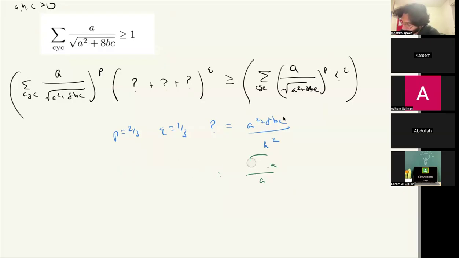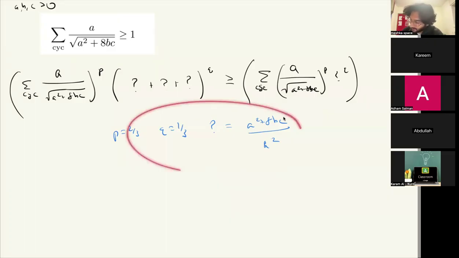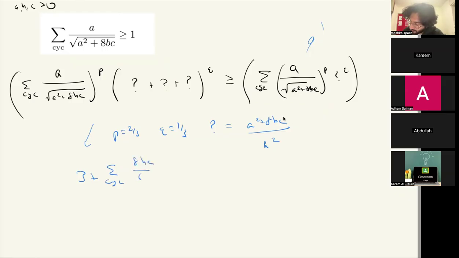So if you use this idea, it just doesn't work. We can see what happens. If you do that, this becomes basically 1, and this one becomes a decent expression. It's something like 3 plus the symmetric cyclic sum of bc over a squared. But now you want to upper bound this. That's what the problem will be. This will be what you want to show.